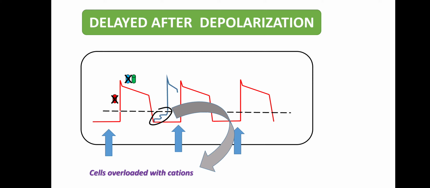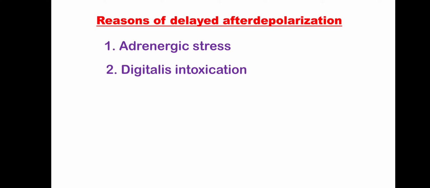Next we'll check out what all the reasons are behind this delayed afterdepolarization. We know the main reason behind delayed afterdepolarization is that the myocardial cells are overloaded with cations. But why these myocardial cells are overloaded with cations, we have three important reasons. The first reason is adrenergic stress. The second reason is digitalis intoxication, and the third reason is ischemia. We shall check out all these three reasons one by one.